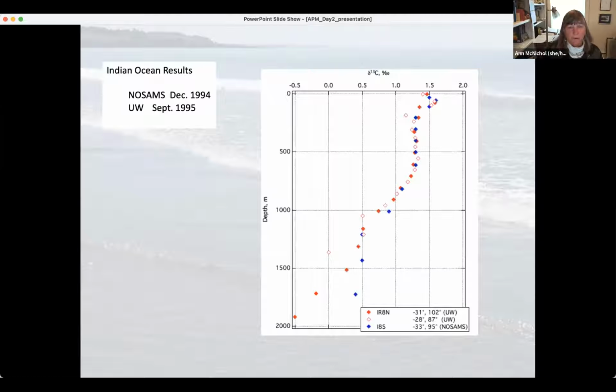And also, now I'm moving seamlessly to Delta C13. And here we do a lot of comparisons with the UW lab. This happened to be a case where UW and NOSAMS were on cruises from different programs, but they happened to be at very similar sites. And you can see that they were collected within months of each other, and that there is good agreement between the UW and NOSAMS measurements, with the exception of a point or two. So that gave us confidence again.